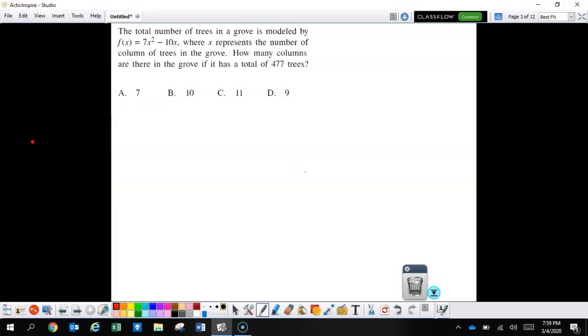Okay, number 3. The total number of trees in a grove is modeled by f of x equals 7x squared minus 10x, where x represents the number of columns of trees in the grove. How many columns are there in a grove if it has a total of 477 trees?